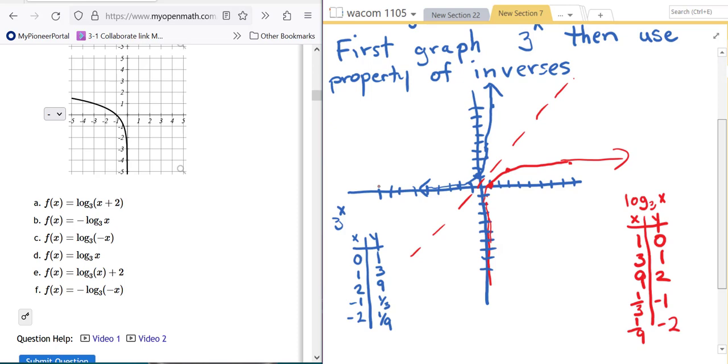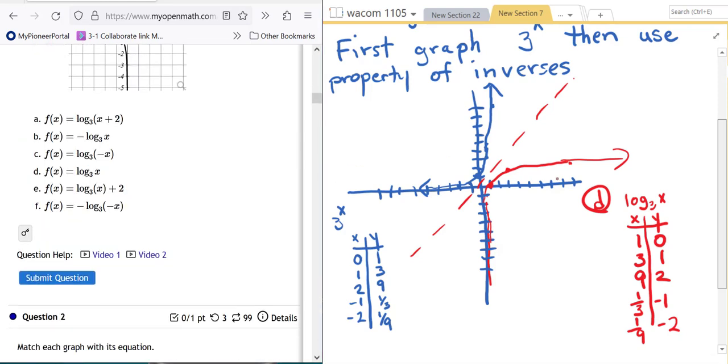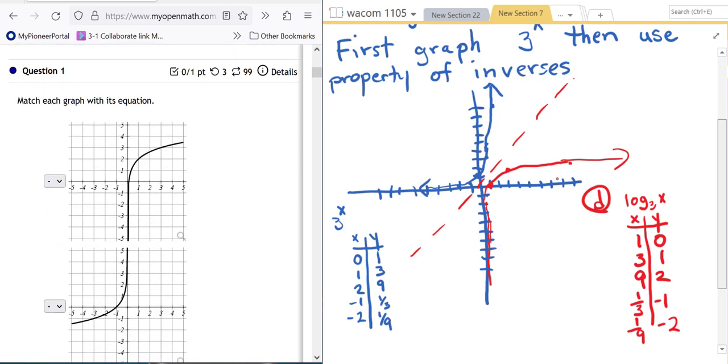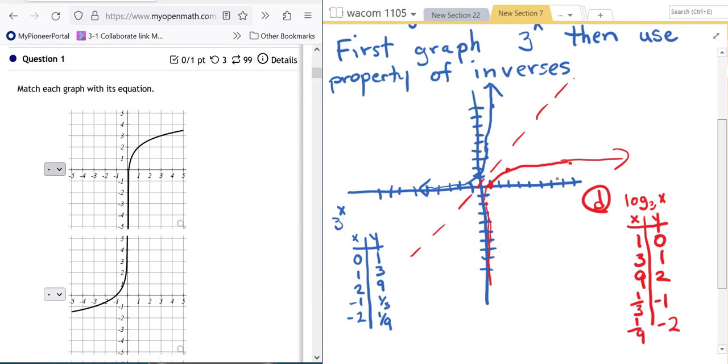All right, so this red graph is my parent function working with multiple choice, and this is D. So D, so I don't forget, is the one that looks like this. So I'm going to scroll through and pick it out. Let's see. That one looks like it's moved up a little bit.